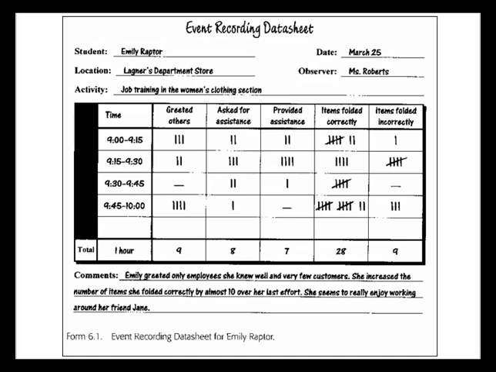Here is an event recording sheet for Emily Raptor, who is working at a department store as part of her job training. The job coach is tallying the number of times that Emily greets customers, asks for assistance, provides assistance, and folds clothing. Each is counted by time block so the job coach can see how Emily paces herself throughout her shift.